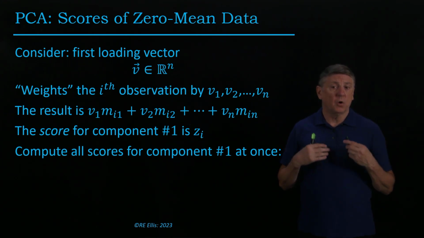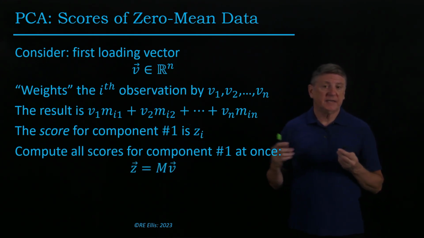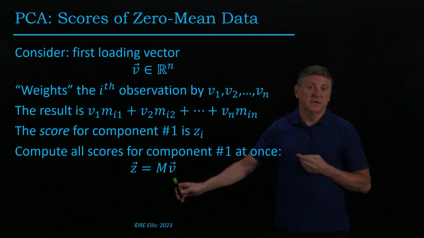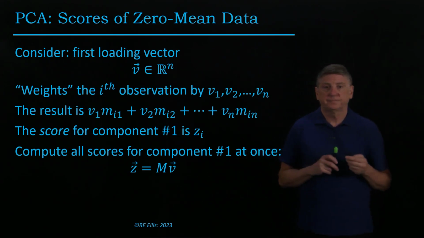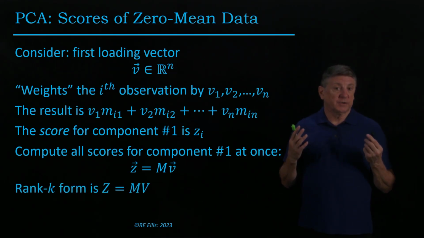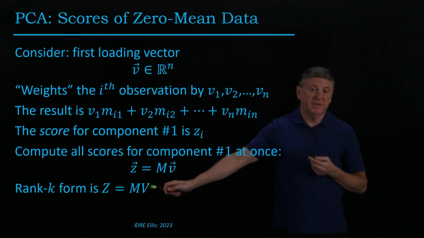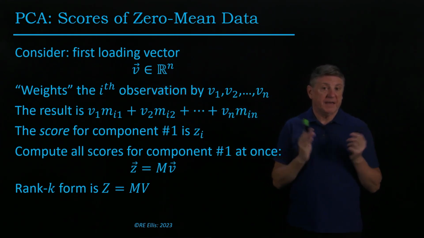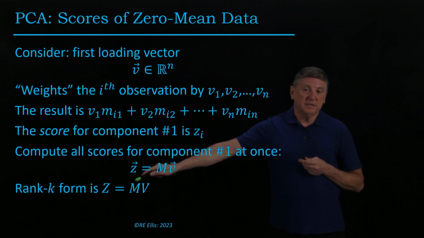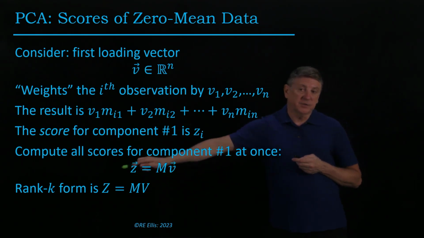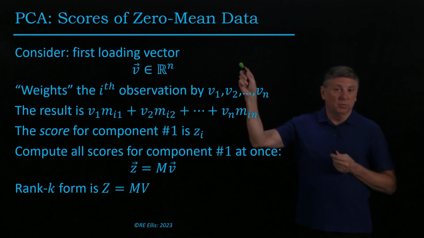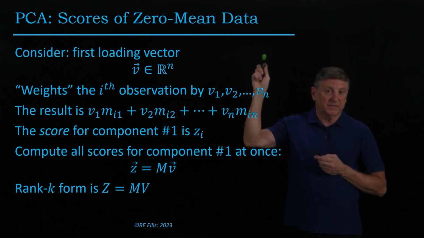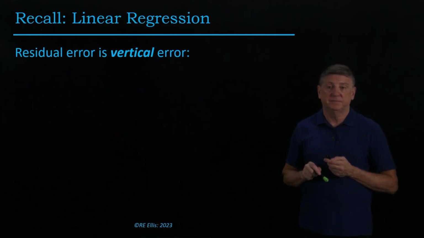So we can then compute all of the scores at once just by saying that the first score vector is the zero mean matrix times the first loading vector. If we want to consider k of these, we could take a matrix V, which is the first k loading vectors, combine that into a matrix, and then our zero mean data times this loading matrix will give us a score matrix. So each row of this score matrix is the first score of the data, the second score of the data, and so on until we have k of these.